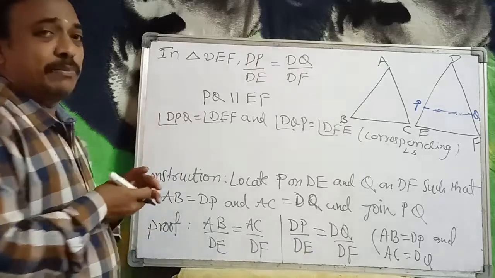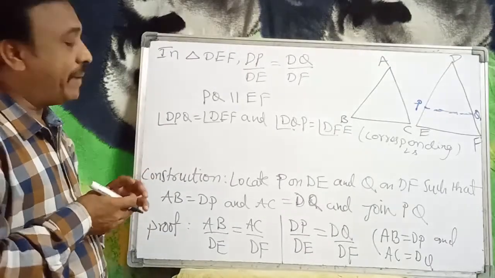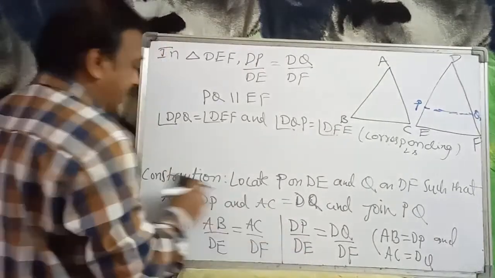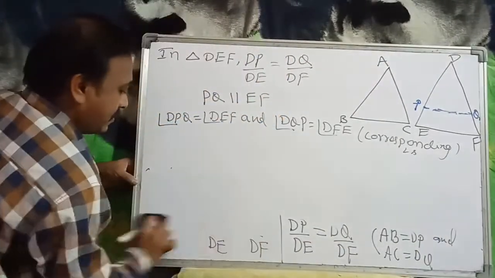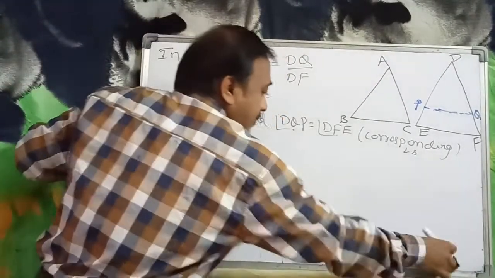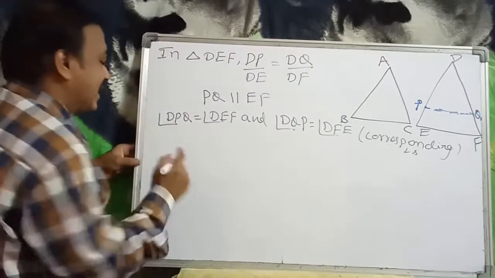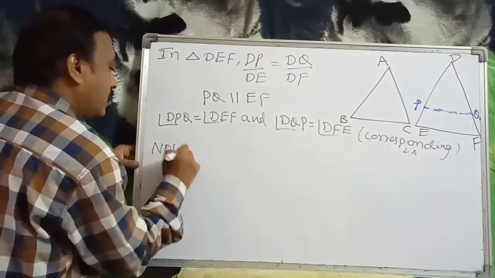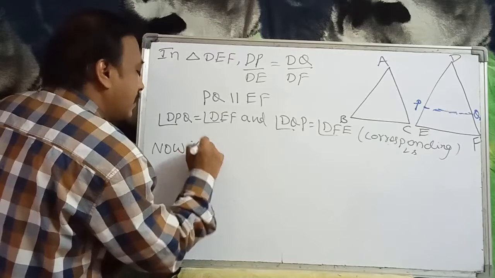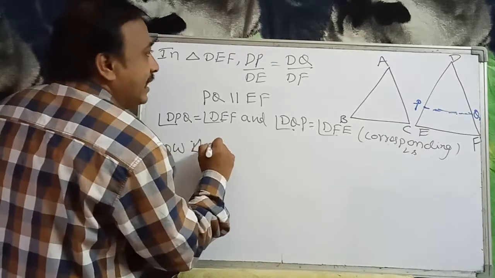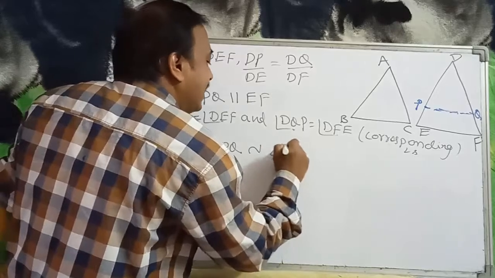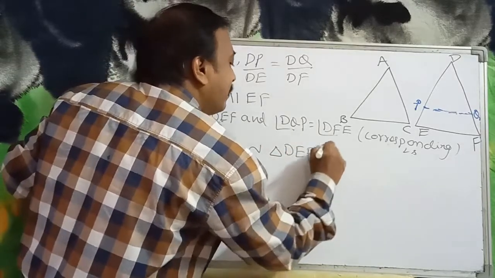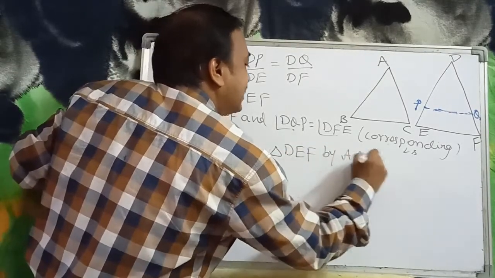So once the corresponding angles are equal, by AA similarity, triangle DPQ is similar to triangle DEF.